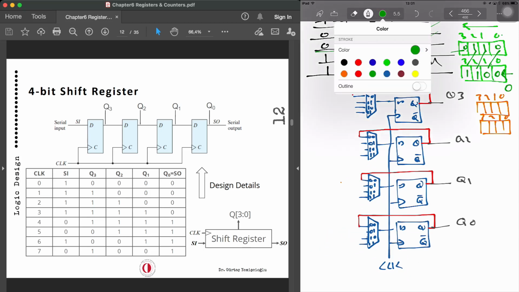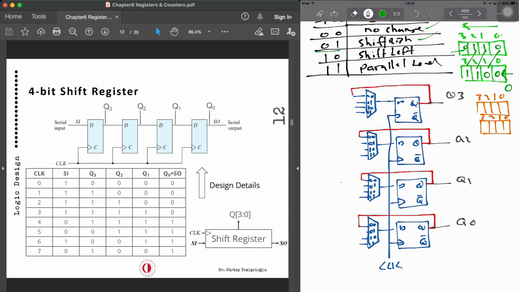So I'm just repeating that. As we are doing shift left, 1, 0, we are going to fit these into 1, 0. So Q0 will be fed here, Q1, and Q2. Okay, because shift left is 1, 0. And then this one is serial in, shift left. This is 0, 1 as well.